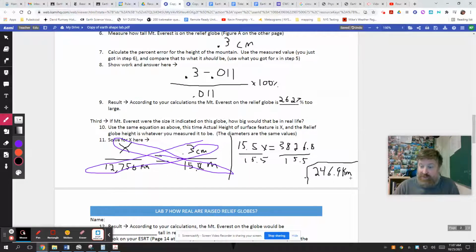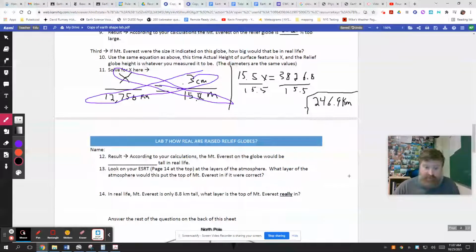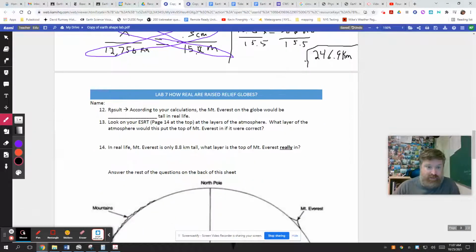What if it was 246.9 kilometers high? That would be completely ridiculous. It wouldn't even work with the laws of physics we have and gravity and how all of that goes. So I'm just copying that number again.